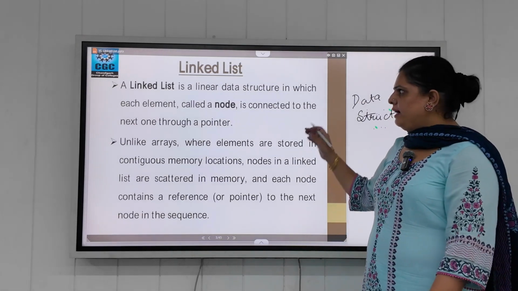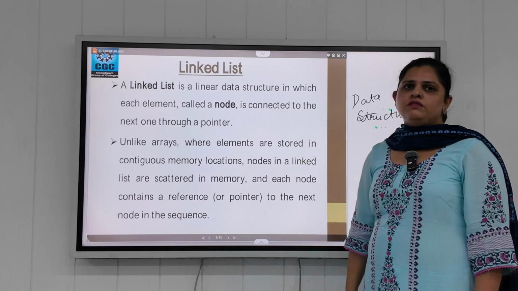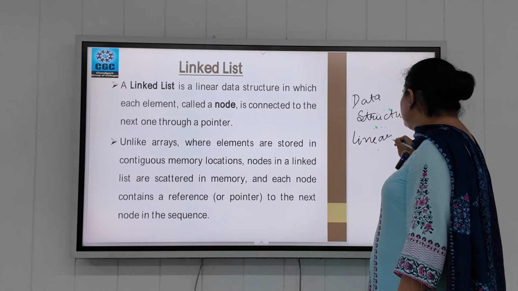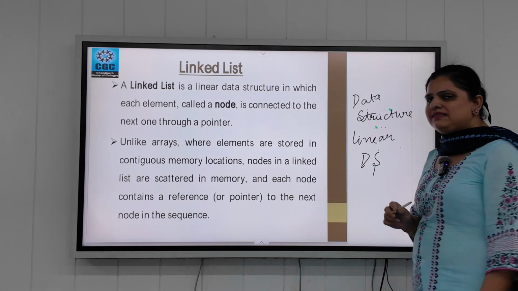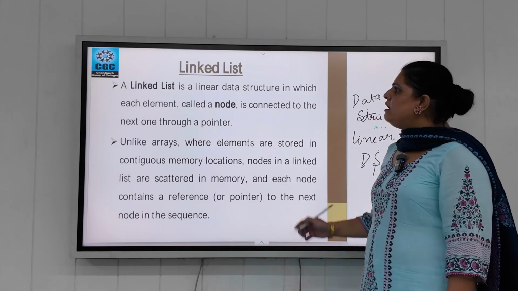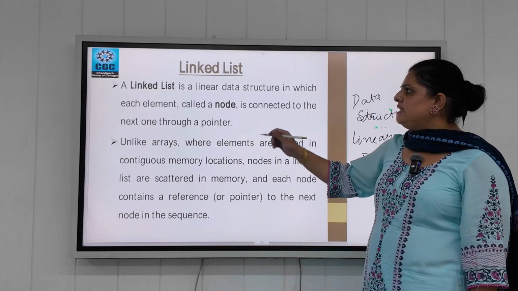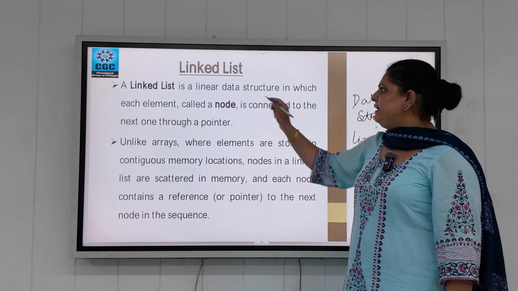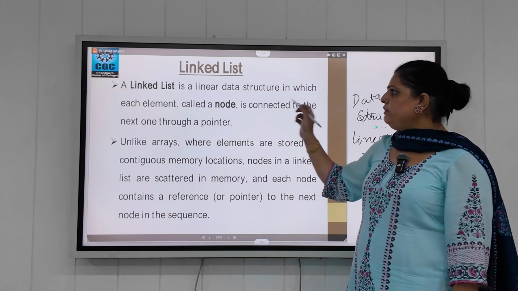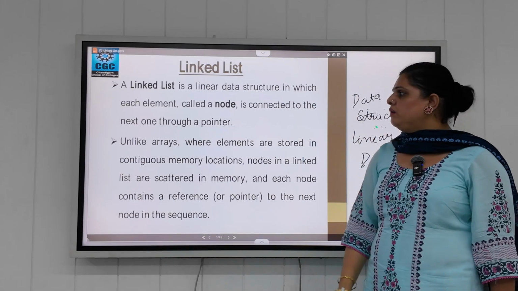So the main question that arises here is, why do we prefer linked list? Linked list is one of the best examples of linear data structure. In a linear data structure, we can arrange our elements in a linear order. A linked list is a linear data structure in which each element, called a node, is connected to the next through a pointer.